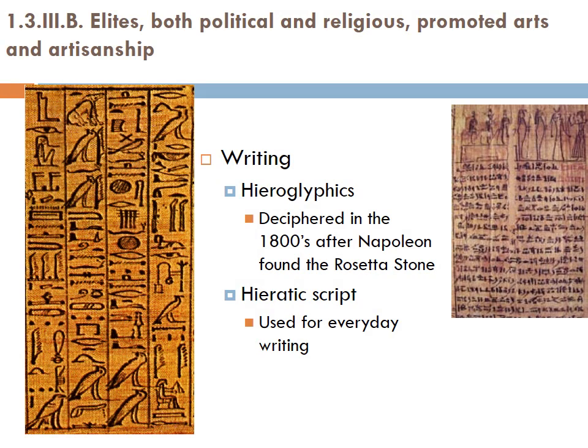Moving on, we're going to go to 1.3.3.b, elites, both political and religious, right? So you're talking about your priests and your pharaohs here. Sometimes it's not a pharaoh, it's a king or whoever. They promote arts and artisanship. And they do this sometimes through public work projects. Sometimes they do this through arts like writing.